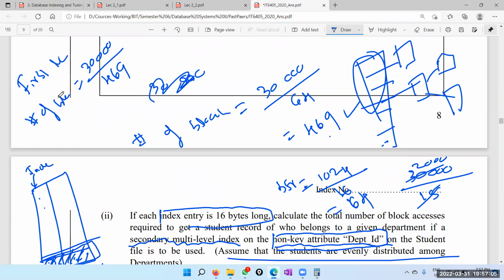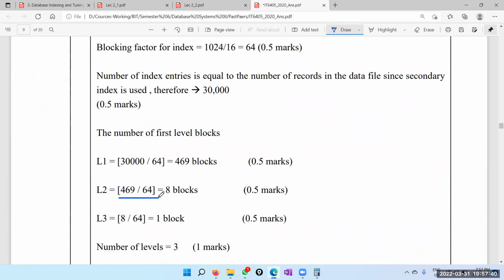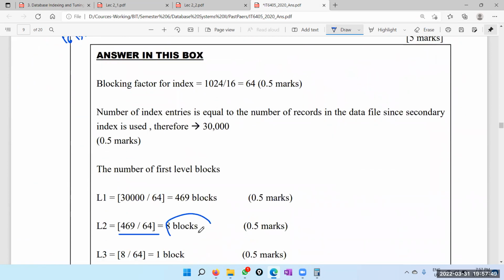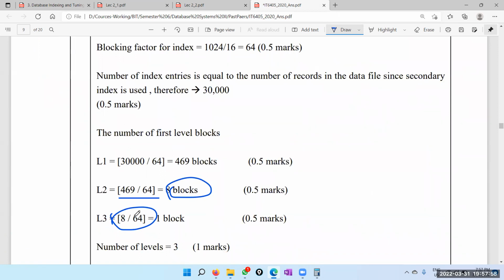So number of blocks for the second level must be this, which we divide by the block factor, 469 divided by 64. Let's see whether that is what the examiner has done. Yes, 469 divided by 64, so that is the second level blocks. Then 8 divided by 64, so that is the third level blocks. When you floor it, because 8 divided by 64 is a point something, you get 1. So when you get 1 you can stop.